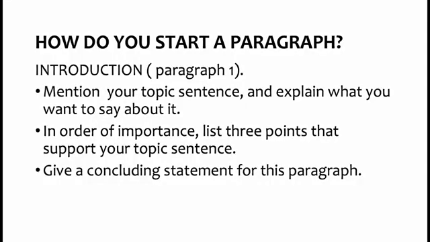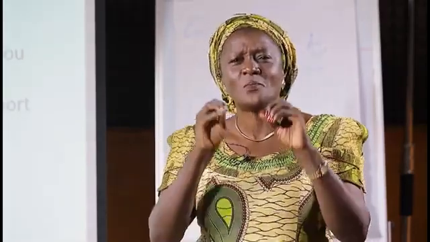How do you start a paragraph? You begin from the introduction. That is our paragraph 1. So let's name our introduction the daddy of the house. That's the father. Mention your topic sentence and explain what you want to say about it. As the father, what is the main thing that you want achieved in the family? That is what you will mention as your topic sentence. The main thing, the most important thing at that moment, that is our topic sentence.